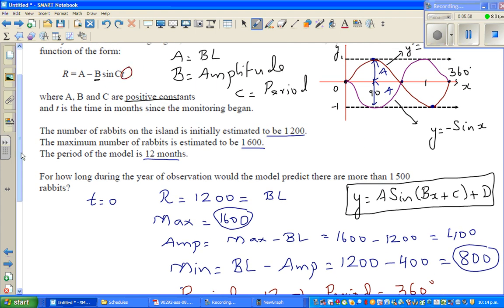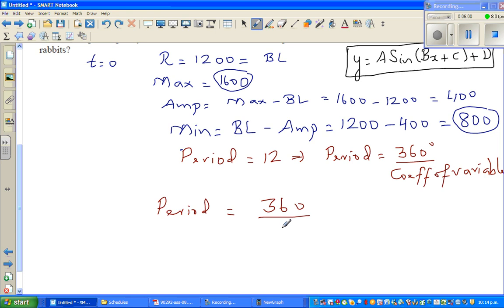Okay, so we can say it's 360 divided by c. The coefficient of the variable is c in this case. So do we know the period? Yes, we know the period is 12, equal to 360 divided by c. Now you can use your logic, or 360 divided by which number gives you 12, or if you make c the subject, c is 360 divided by 12. So 12 goes into 36 three times, so that is 30.